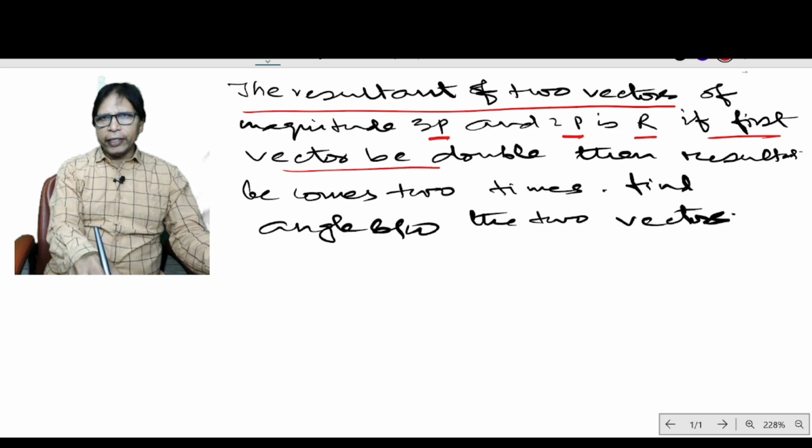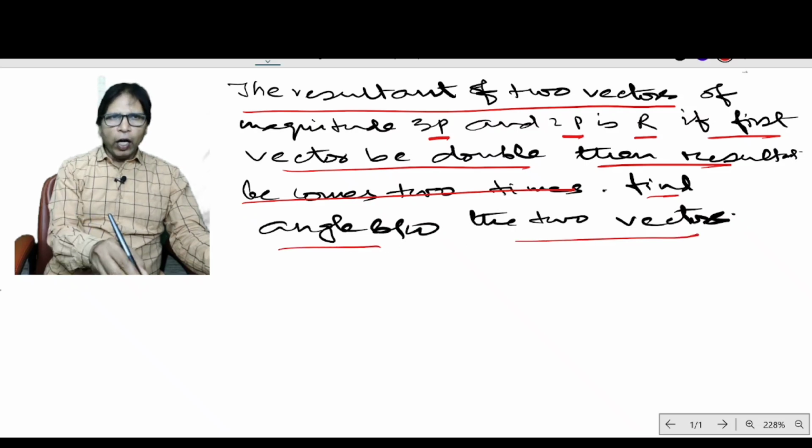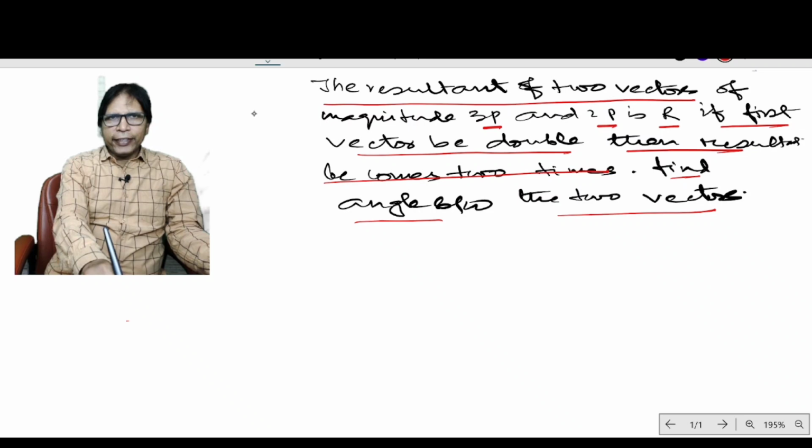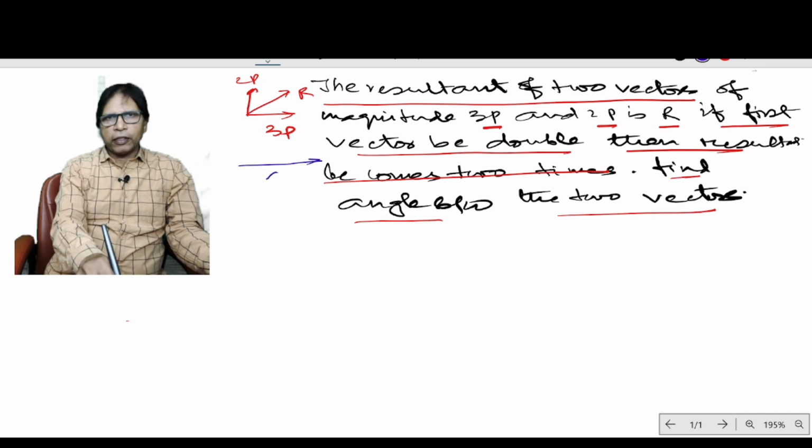Next. Look at this: the resultant of two vectors of magnitude 3p and 2p is r. If the first vector is doubled, then the resultant becomes 2 times. Find the angle between the two vectors. Now look at this. This is the 3p, this is the 2p, and the resultant is r. If the first vector is doubled, suppose this is the 6p, this is the 2p, second vector same. The resultant is twice r, so this is the 2r.